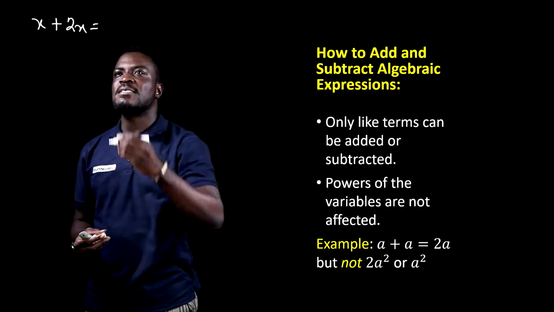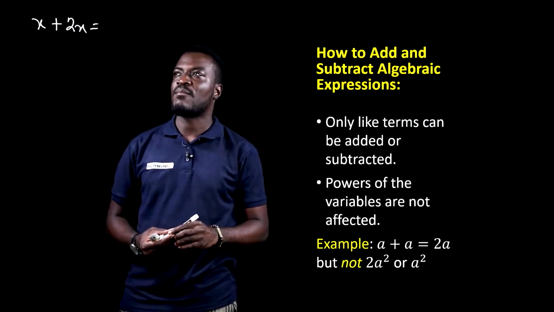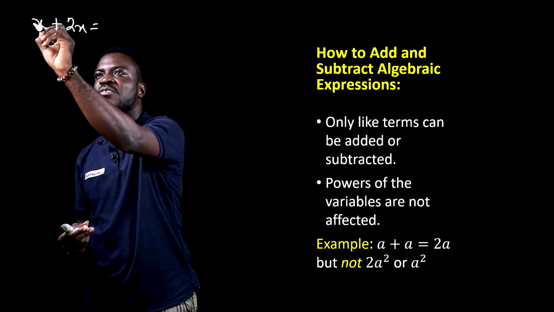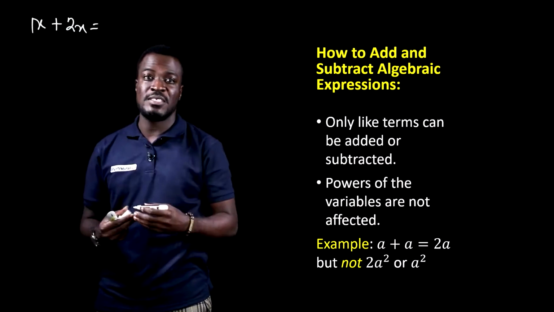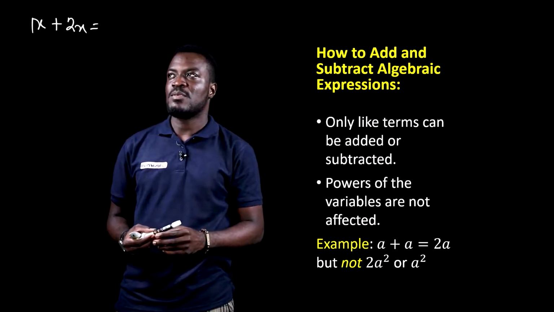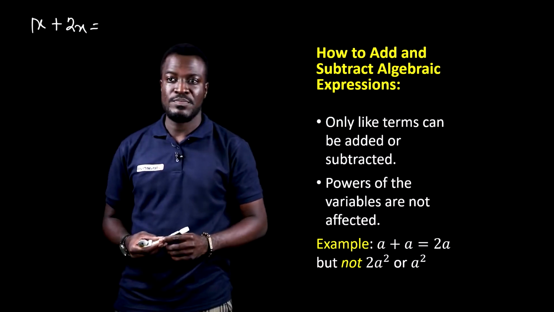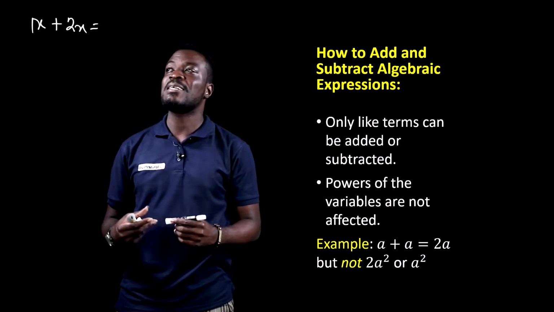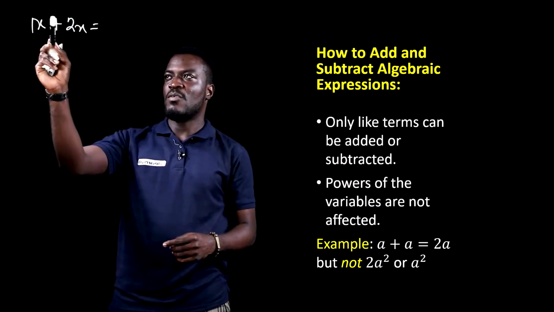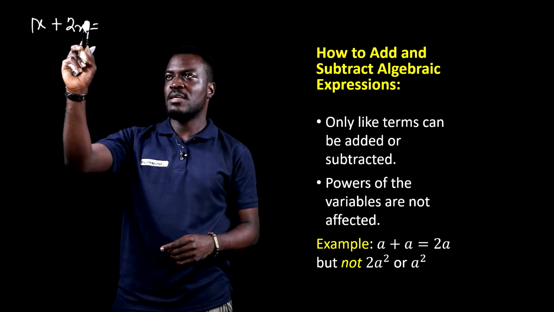Now let's add this and see the results. We know this is standing alone, so it has a coefficient of what? 1. And you know what coefficients are. So they are the numbers that are attached to the variables. So if a variable is standing alone, it means it has a coefficient of 1. And then it has a power of 1. So this has a power of 1, and this also has a power of 1.